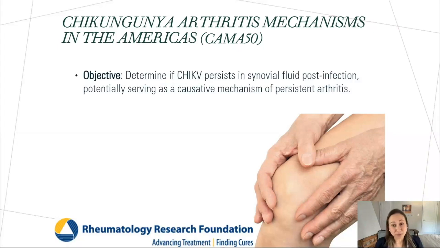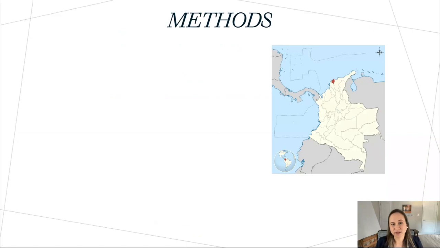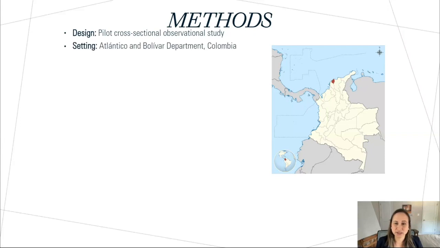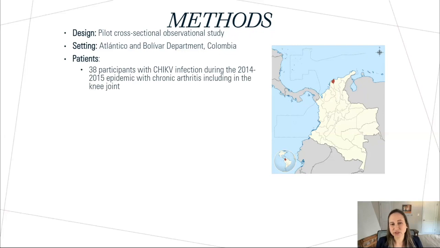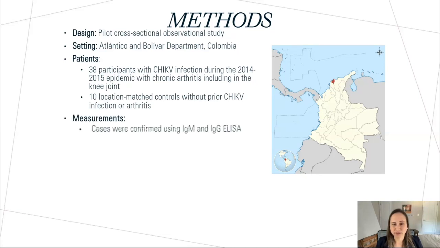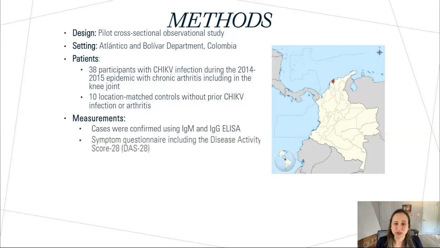Our plan was to determine if chikungunya persisted in synovial fluid post-infection, potentially serving as a causative mechanism for the persistent arthritis. So in our clinical site in Barranquilla, we designed a pilot cross-sectional observational study, and we enrolled 38 patients with chikungunya infection during the epidemic with chronic arthritis and another 10 location-matched controls without prior chikungunya infection or arthritis. We confirmed these infections with chikungunya IgM and IgG ELISA.